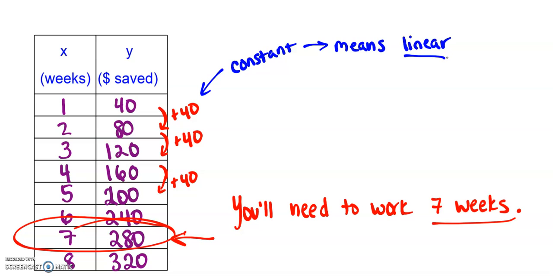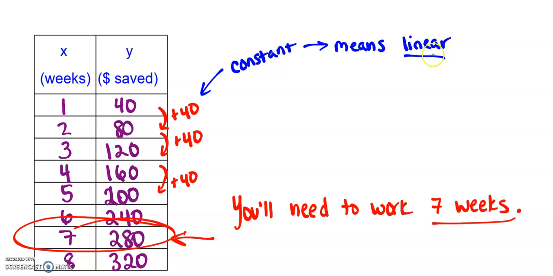And it doesn't necessarily have to be every week. It could be every month or every 2 weeks or something like that. It's the same amount. There are many things that fall into this constant pattern. It doesn't just have to be money, but money's a really relatable example for us to help understand this idea.